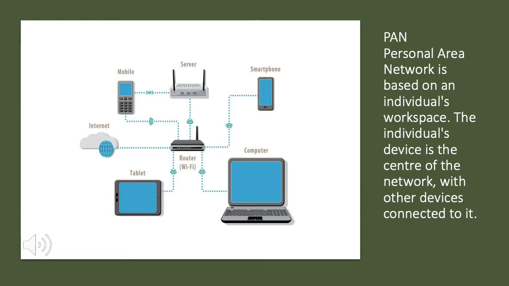The reach of a PAN is normally between 20 to 30 feet or 6 to 9 meters. As technology improves, naturally, the range of a personal area network will also increase.